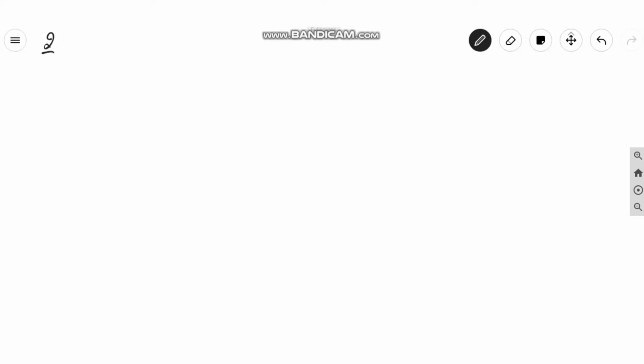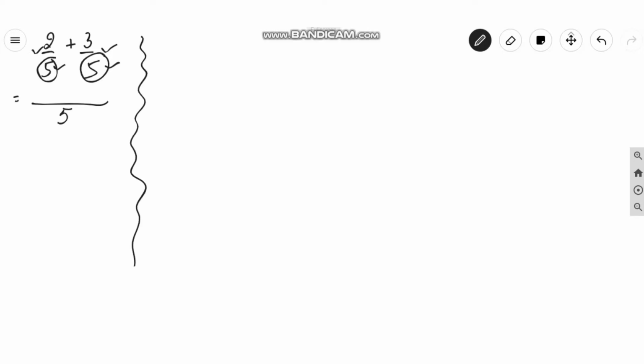Suppose we have 2 by 5 plus 3 by 5, as these two are again rational numbers. But observe one thing, that the number in the denominator of these two numbers is the same. So you can easily put a line, and the number in the denominator of both the numbers is 5. So place 5 here. Now I will try to explain it deeply.